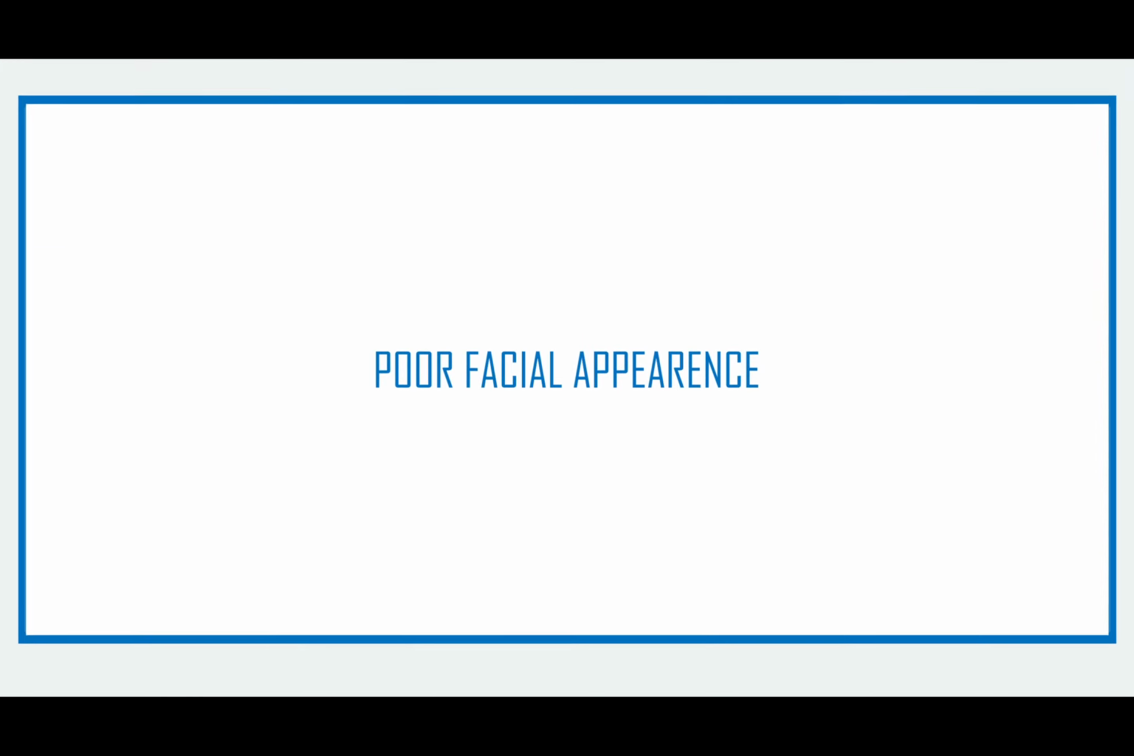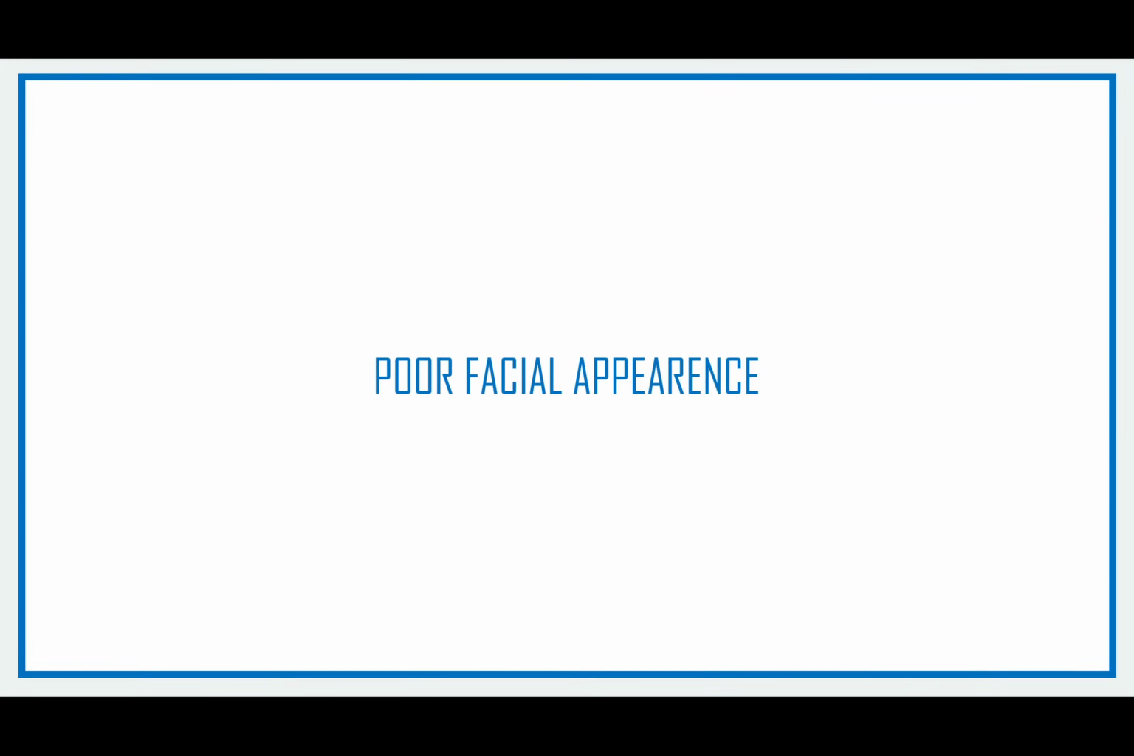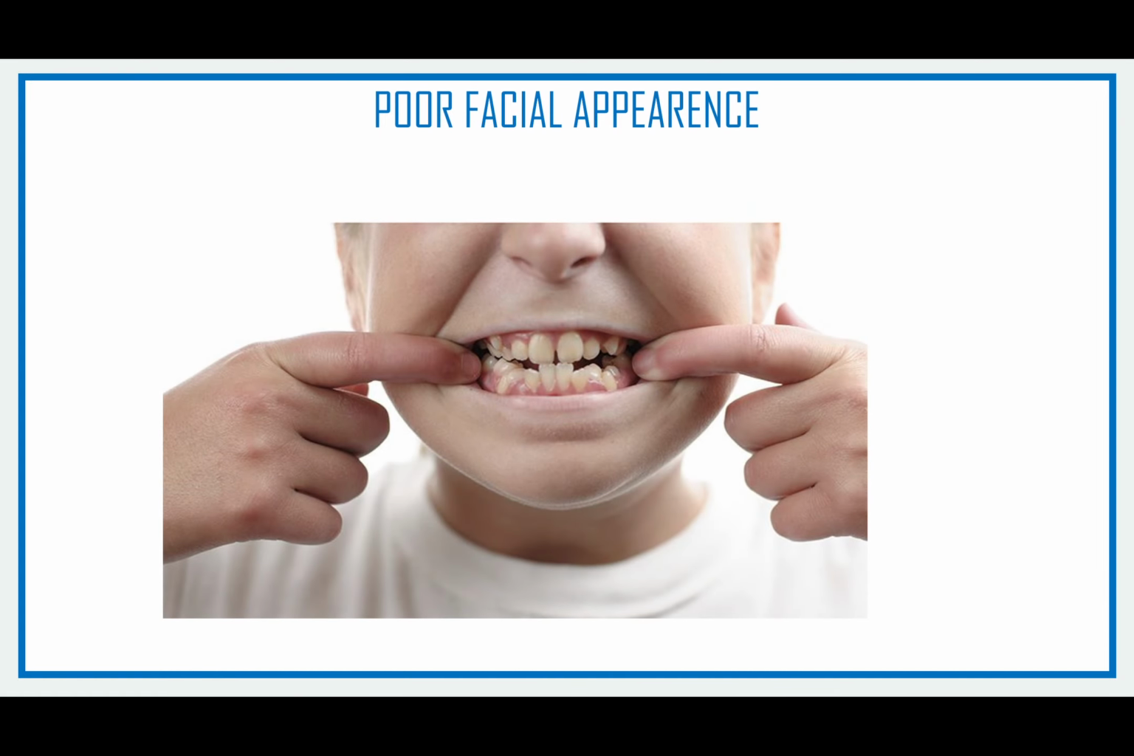So starting with the first one, that is poor facial appearance. Malocclusion is capable of adversely affecting the facial appearance of an individual. As you can see in the picture, when a person smiles, or even when the person is not smiling, the malocclusion can affect the facial appearance and cause poor facial appearance.